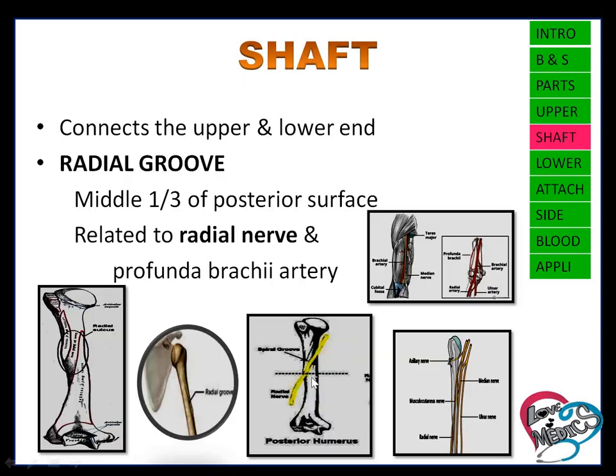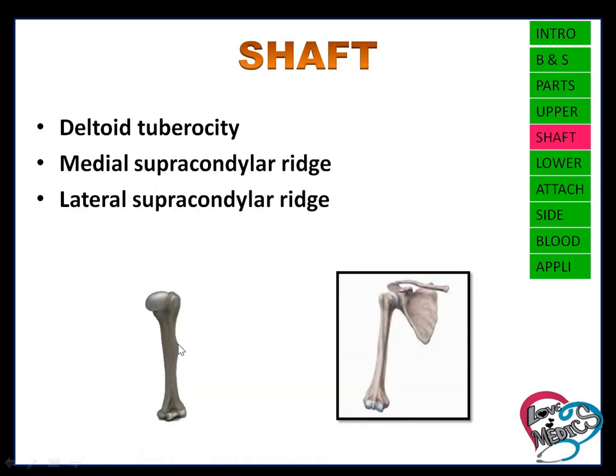Now the shaft, which connects the upper end and lower end. The radial groove passes on the posterior surface of humerus. The radial nerve and profunda brachii artery pass in the radial groove. The shaft has deltoid tuberosity, medial supracondylar ridge and lateral supracondylar ridge.